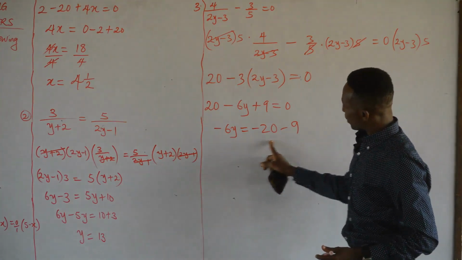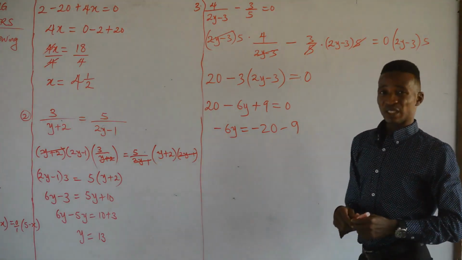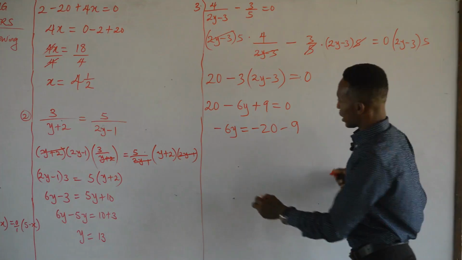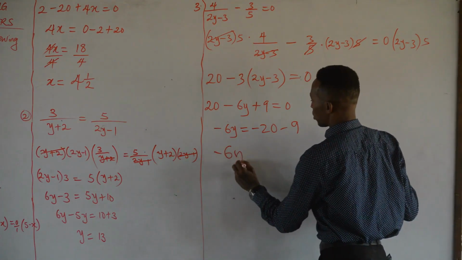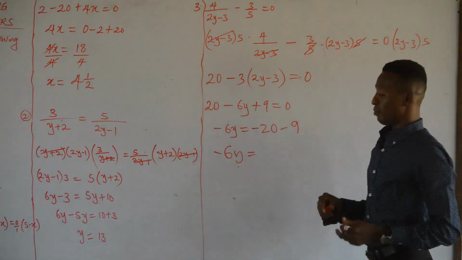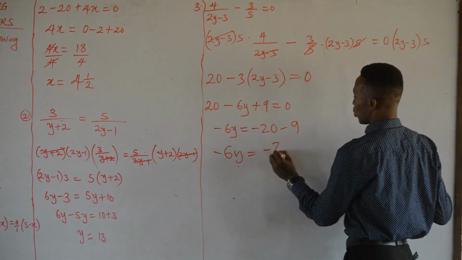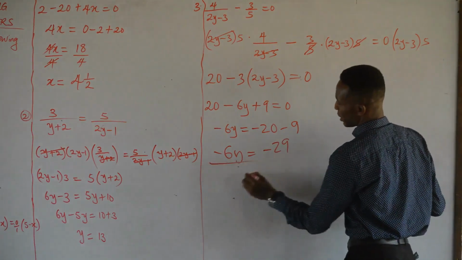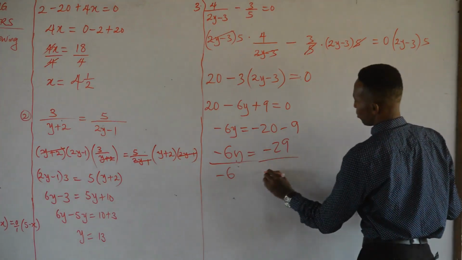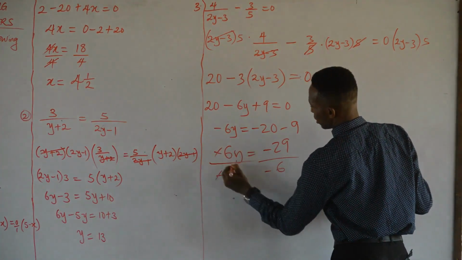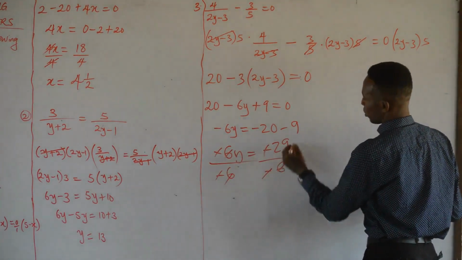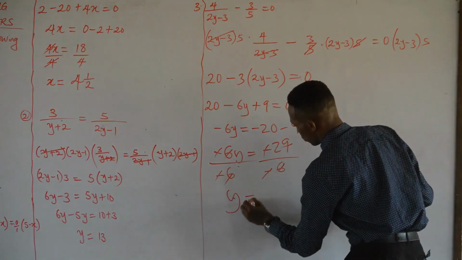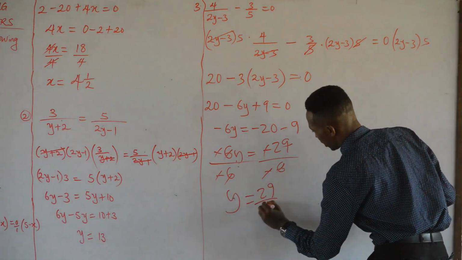Now, if you look at what we have here, you are just working with negativity, and mathematically, that does not really mean anything. That's minus 6y equals minus 20 minus 9. That gives you minus 29. So dividing both sides by minus 6, this and this cancel. So we have y equals 29 all over 6.